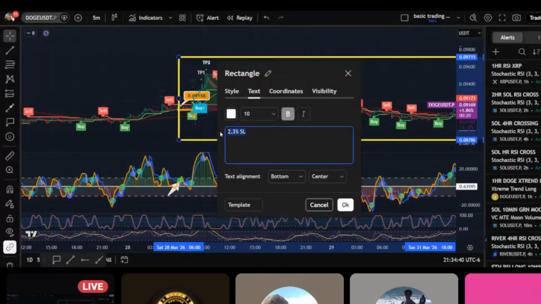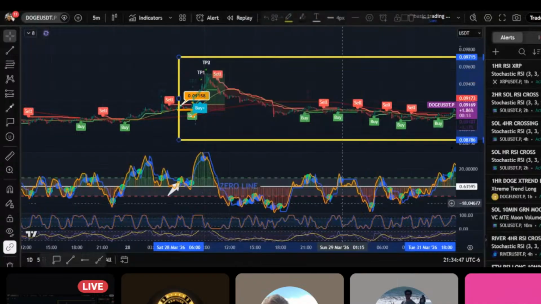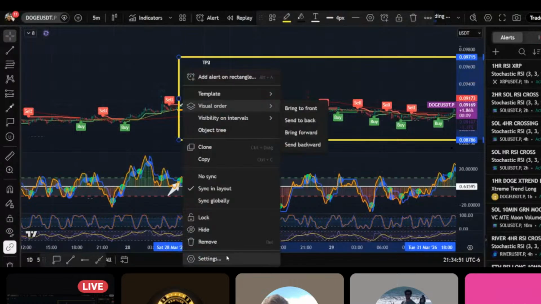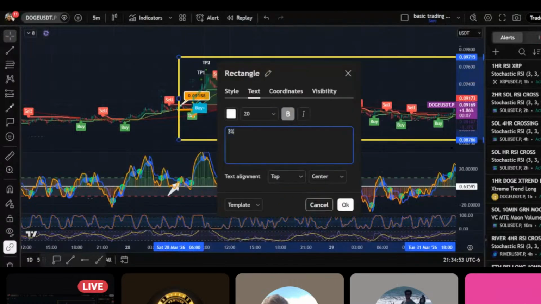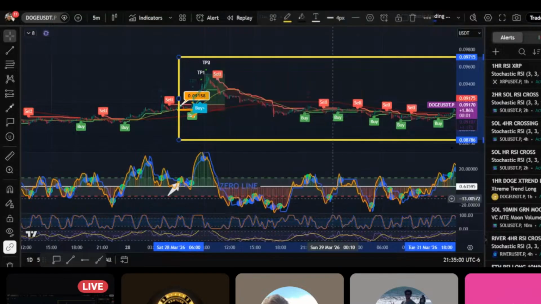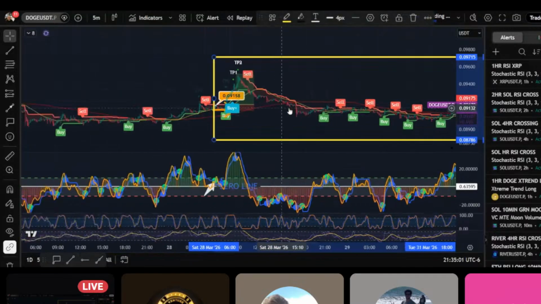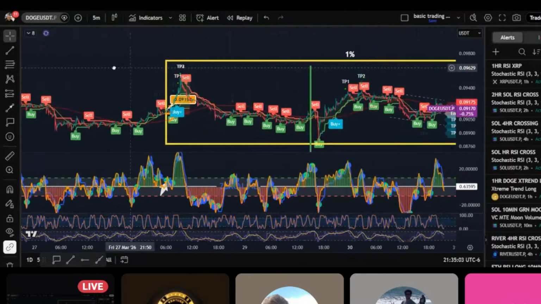All right, so we get a 3% on the push. Let me change that to 20. I want that at the top. There we go. Okay. Now my pullback is 1%. Okay. So now looking at that trade over and over, that's kind of like giving us the basics there where we're seeing that move.